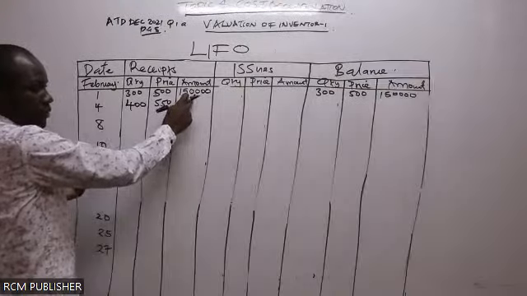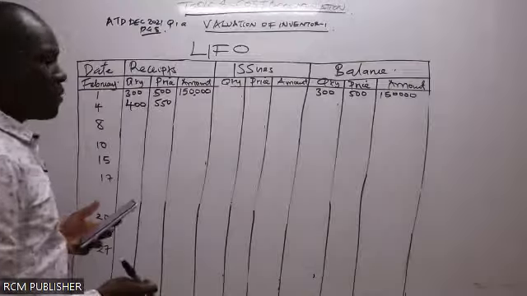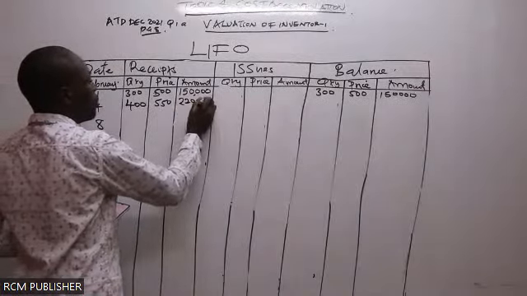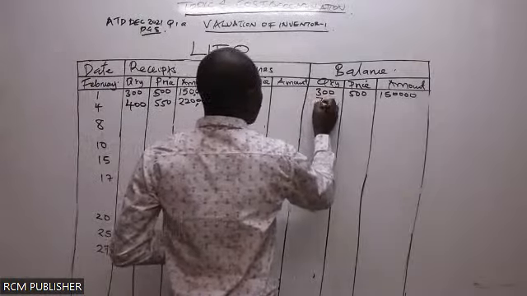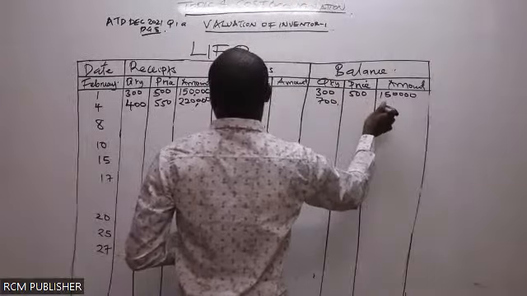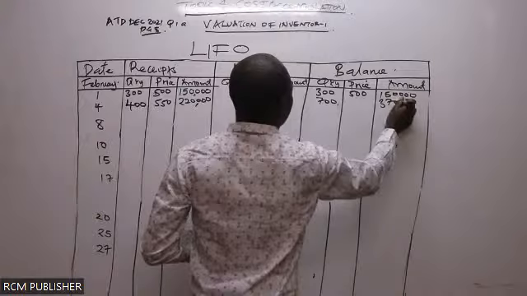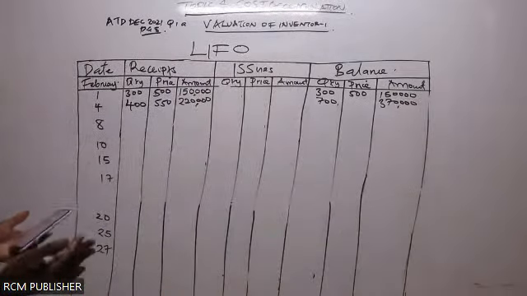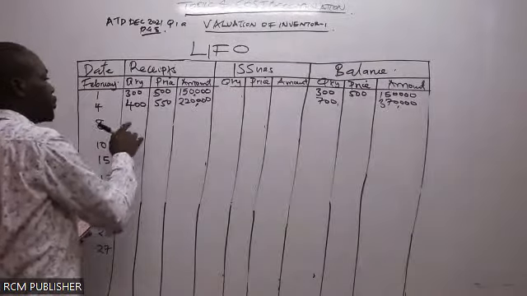What is the value? The value is 400 by 550, which gives us 220,000. So when we receive these goods, it increases the units to 700, and the value has now increased to 370,000. That is what we have. Some people are still wondering why they are still the same. The difference is now going to appear when you are going to issue these goods.